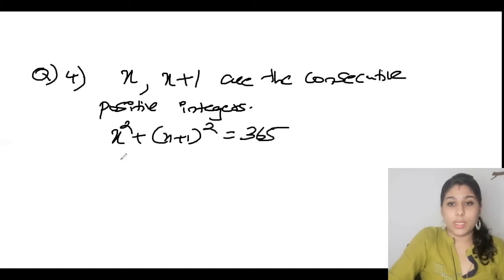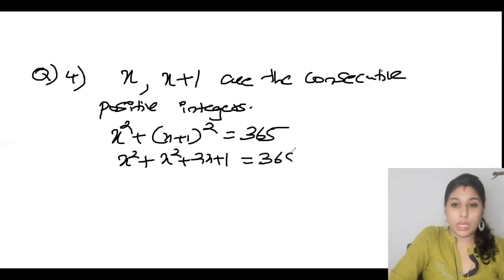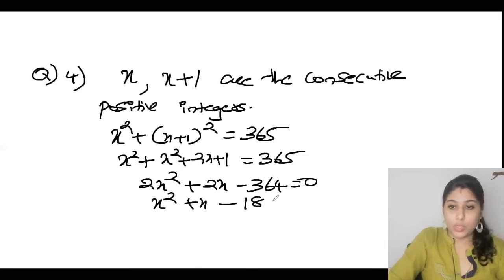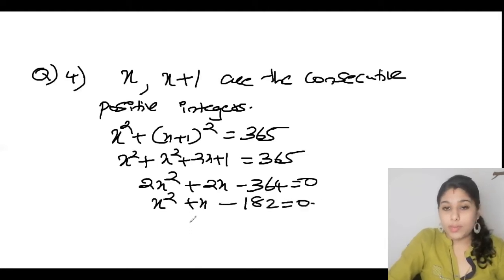So (a plus b) the whole square is a square plus 2ab plus b square, and that is 365. When we rearrange this, it will be 2x square plus 2x minus 364 is 0. As 2 is common everywhere, we can cut the 2 out. So x square plus x minus 182 is equal to 0. Hereby we understood that the product should be minus 182 and the sum should be 1.